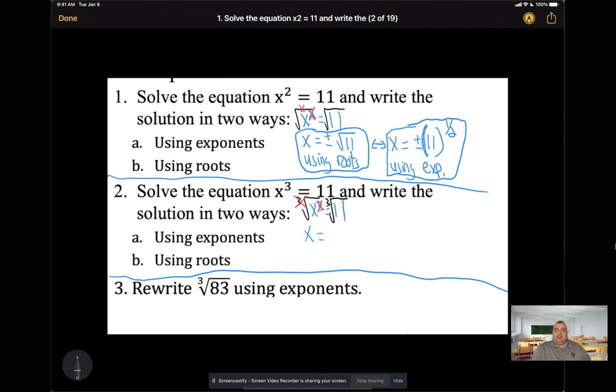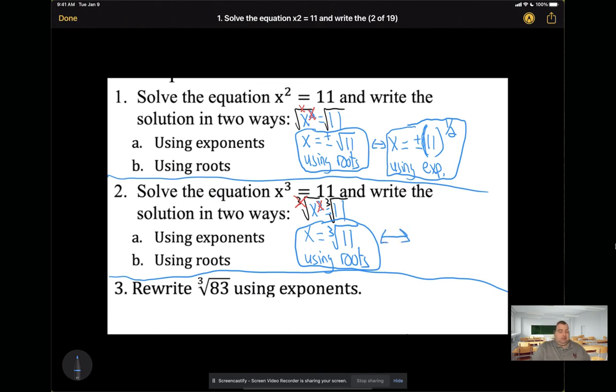The question is, is the cube root of 11 a perfect cube? And we should know that it is not a perfect cube. If I take the cube root of 11, I'm going to get a decimal. So just like with square roots, I'm going to leave the answer as x equals cube root of 11. And just like in number 1, this is actually the answer to part B. This is the answer or solution using roots. So that's the answer to part A.